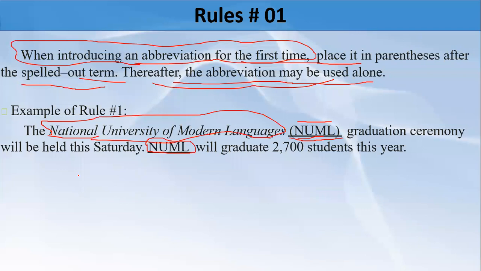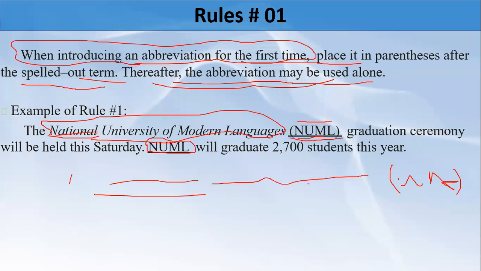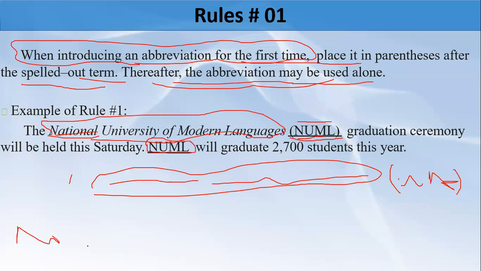For example, if you're writing an essay on WEBDA, Water and Power Developmental Authority, so for the first time you need to mention the Water and Power Developmental Authority, and in parentheses you need to write WEBDA, the abbreviated form, the acronym. Then whenever you want to use this word again, you need not mention the complete phrase, the Water and Power Developmental Authority. You may simply go for WEBDA, the shortened form.